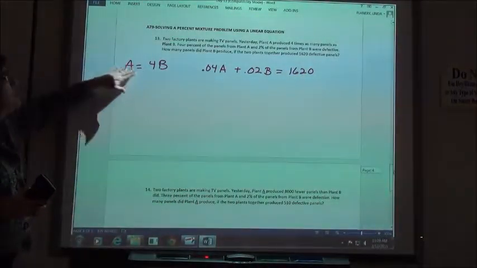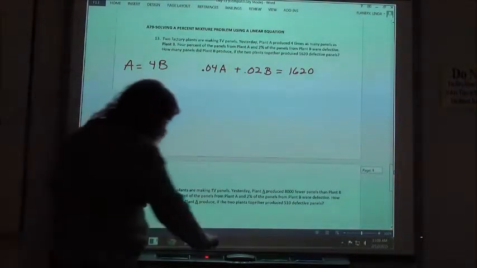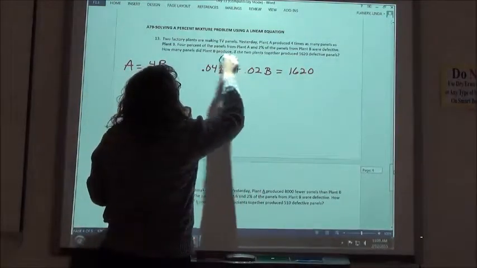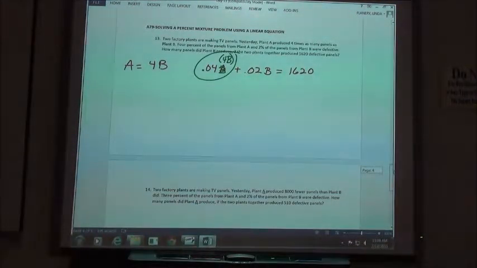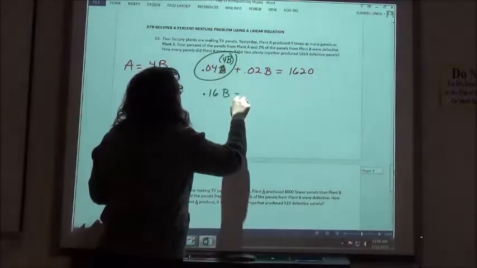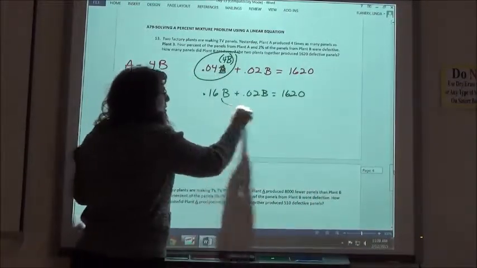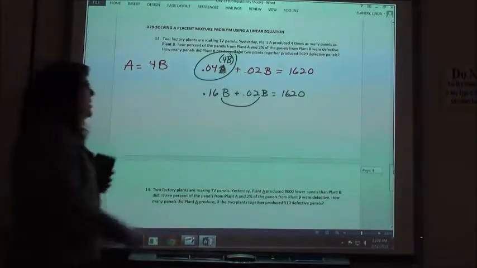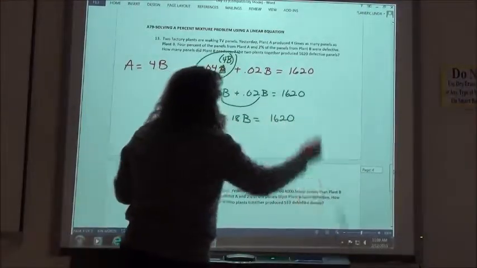So again, this one we can solve by substitution since they said A was equal to 4 B's. We're going to go ahead and replace the A with 4 B's, and then we end up having to multiply that out. So 0.04 times 4 gives me 0.16. 0.16B plus 0.02B equals 1620. Both of those have B's in them. We're going to combine our like terms. 0.16 plus 0.02 would be 0.18B equals my 1620.